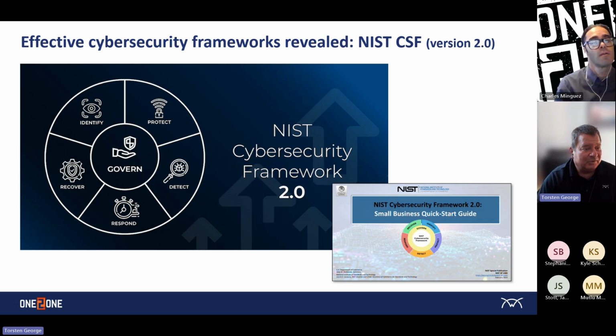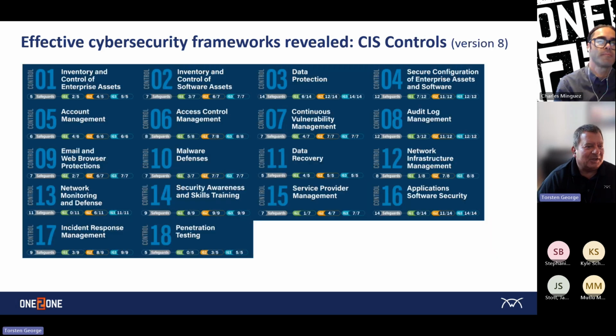This might still be overwhelming, correct? And that's why I second guessed myself and said, hey, let's take a look at another framework which is simpler. And these are the CIS controls, version 8, the latest version. There are 18 controls. That should be far easier to manage, correct?